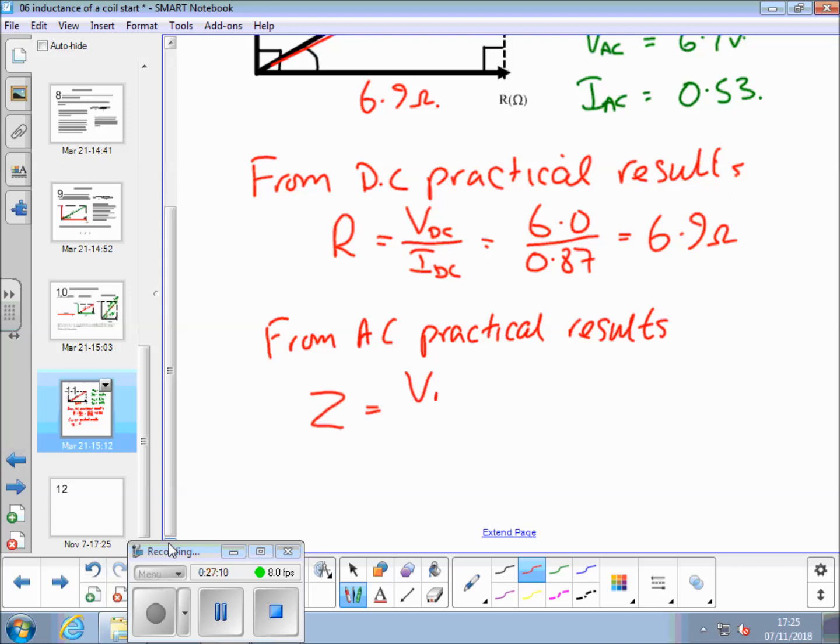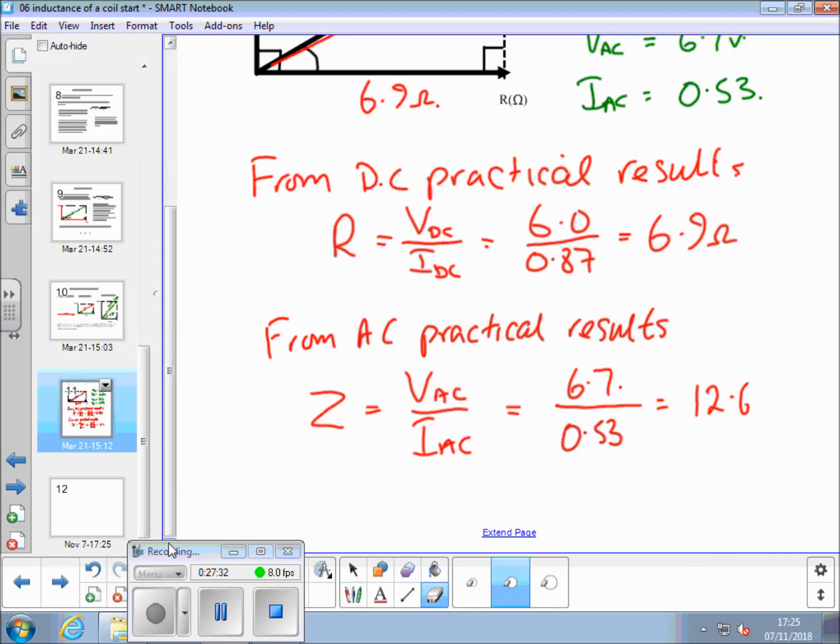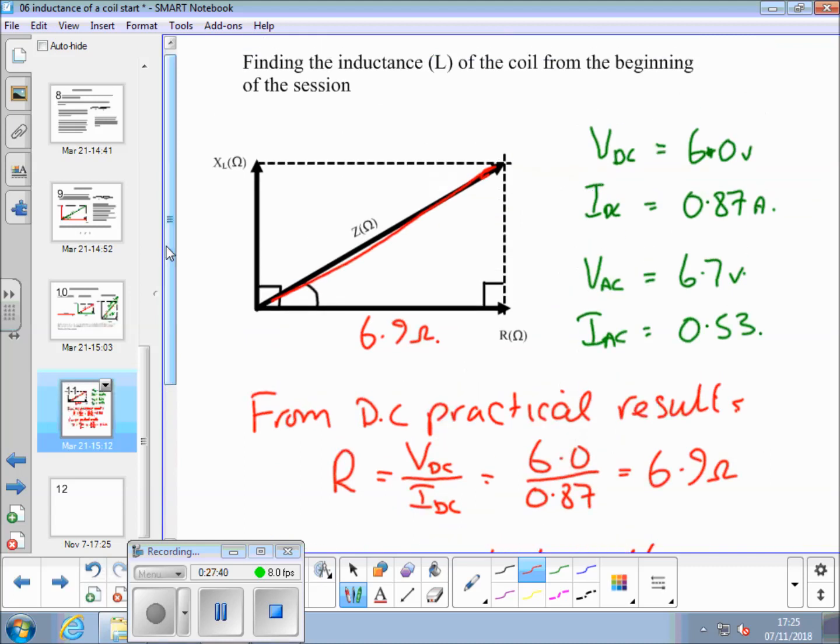Z is equal to VAC divided by IAC. That is 6.7 divided by 0.53 equals 12.64. So let's do 12.6 ohms. So we now know that the length of this line is 12.6 ohms. What can we now calculate? We've got two sides of a right angle triangle. We can calculate the third, which is the height, XL, up here, can't we?